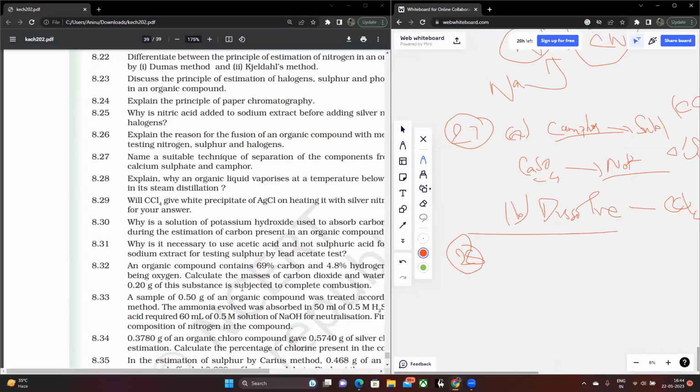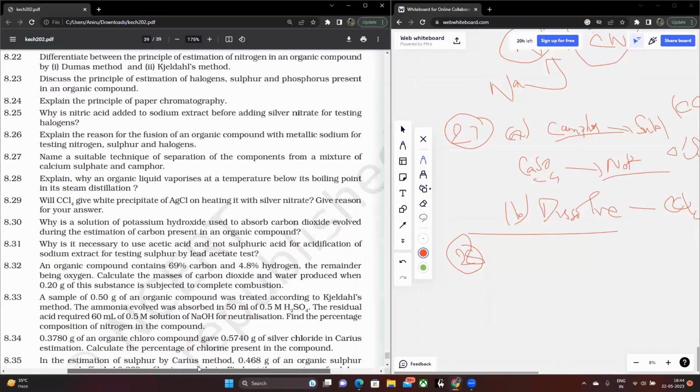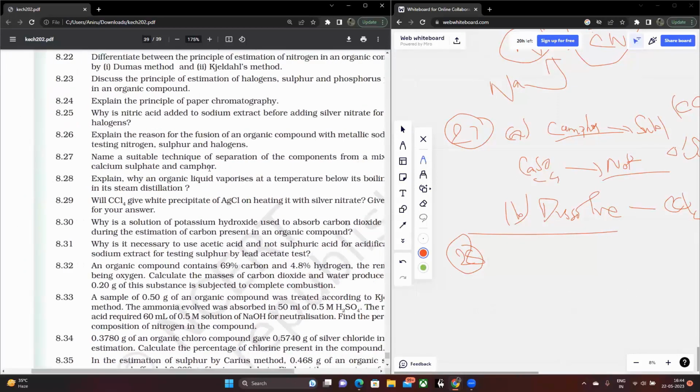Question number 28. Organic liquid vaporizes at a temperature below its boiling point, steam distillation. Right? Here you have to notice the mechanism of heat. You have steam that is inundated into the atmosphere. So here what happens is the vapor pressure of water at the boiling point is very high, and the vapor pressure of the organic compound is very low compared to it, because you are inundating it with steam. Steam is basically water vapor.